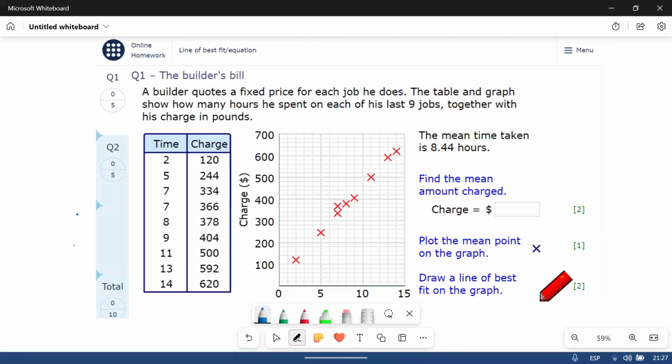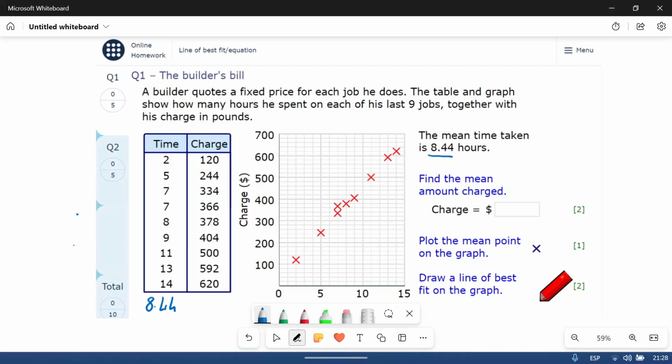Right, let's have a quick look at this scatter graph line of best fit question. So, a builder's quoting some prices for a job he does, and they've already plotted the points. Then they've got the mean time. What they did for the mean time is add up all the numbers in the times column, and then divide by 9, and they got a mean time of 8.44.